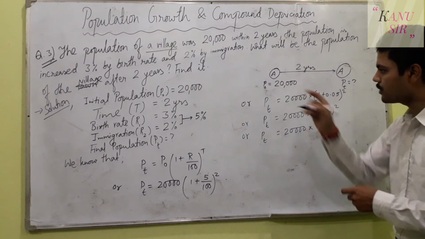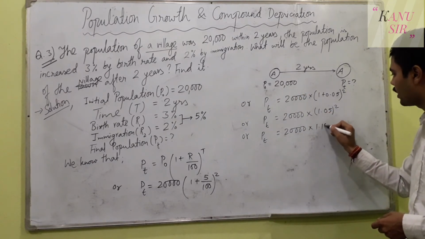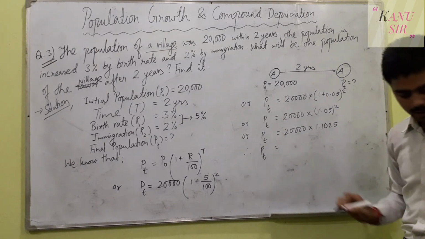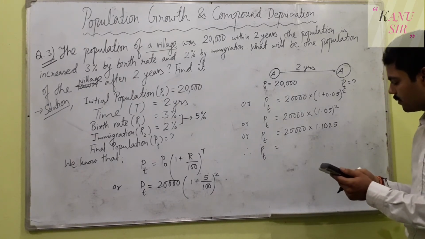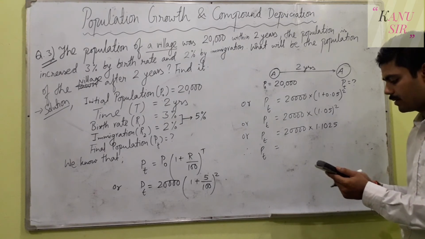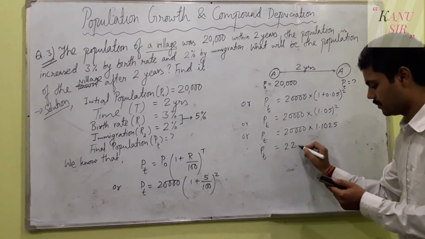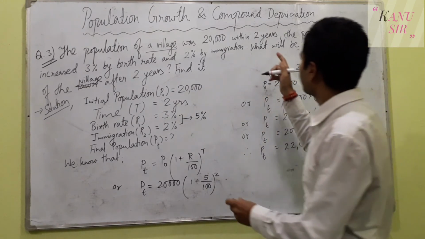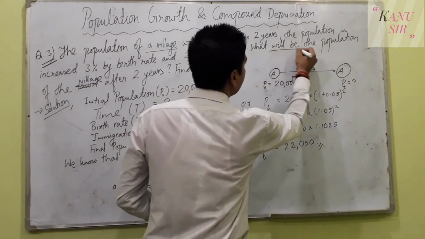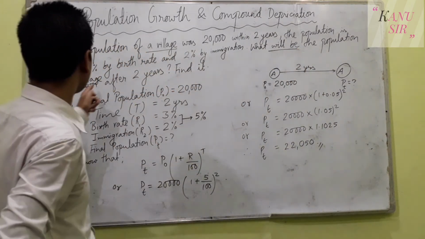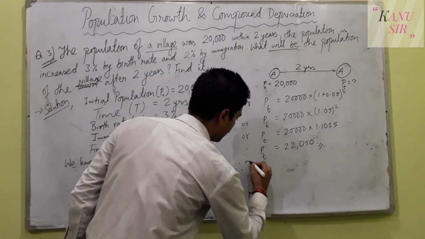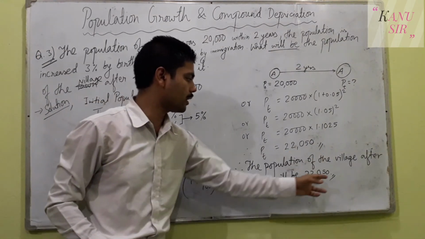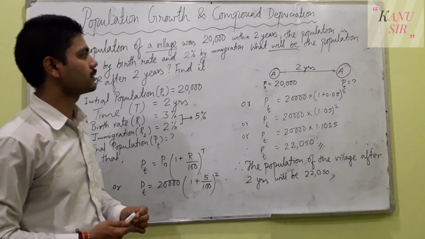We have done this whole square in the previous question also, and the value comes 1.1025, and hence the final population will be 20,000 times 1.1025. So the final population will be 22,050 people. As the question asked, what will be in the future the population of the village after 2 years? Therefore, the population of the village after 2 years will be 22,050 persons.